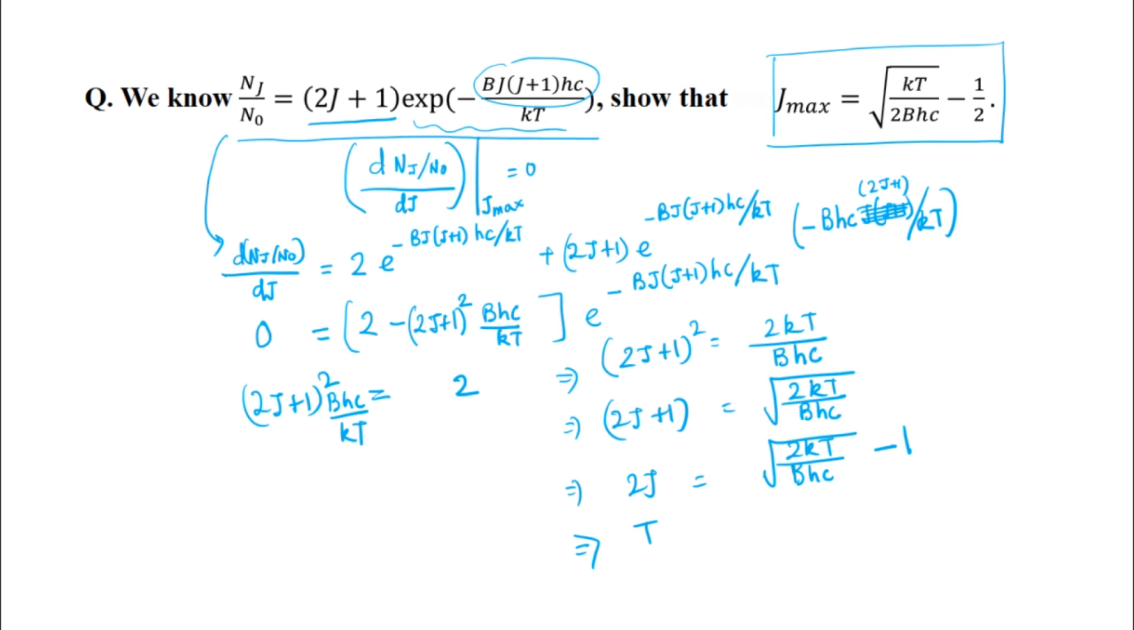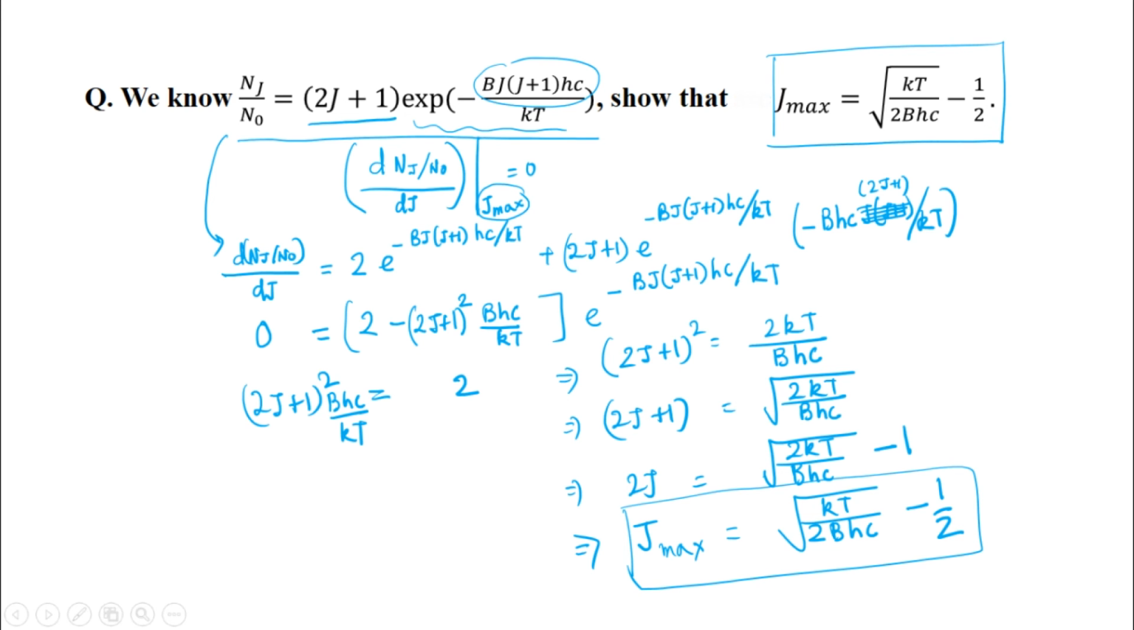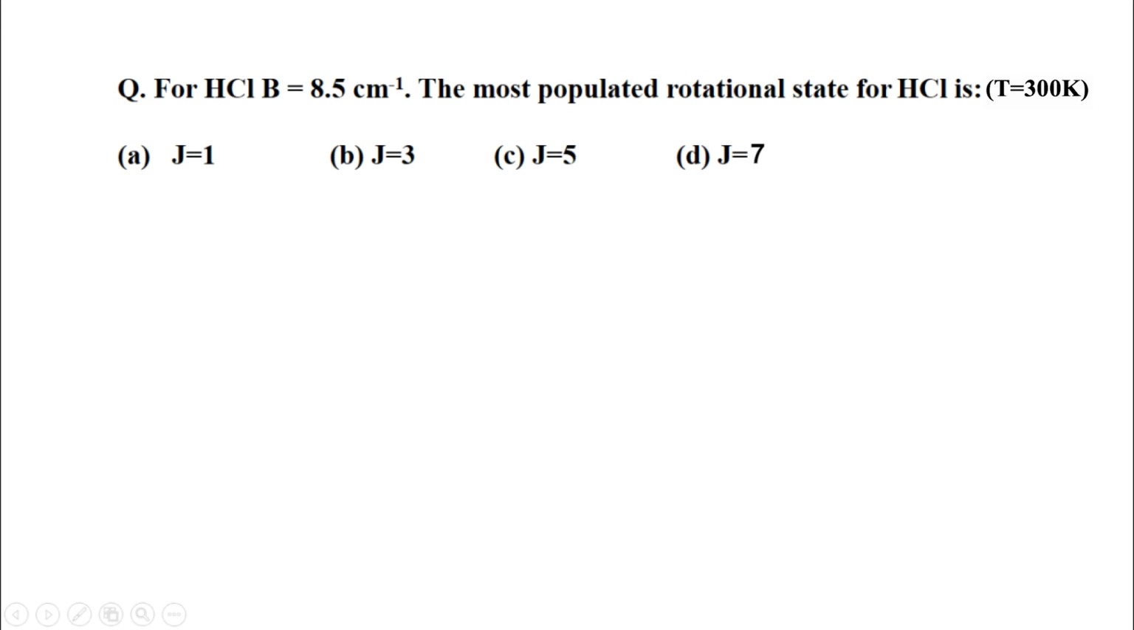From this we can get J, and because we are solving this at J equals J max, we can write J max equals root over k T by 2 B h c minus half. So, we have come to the expression that we needed to derive. Now let us look into the next question.